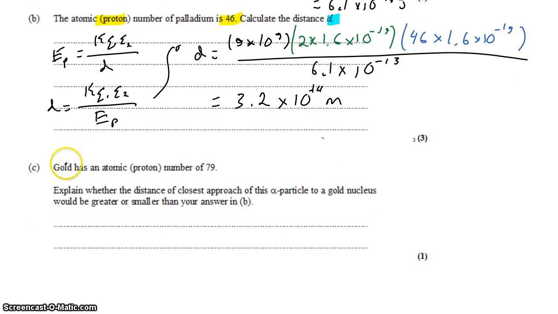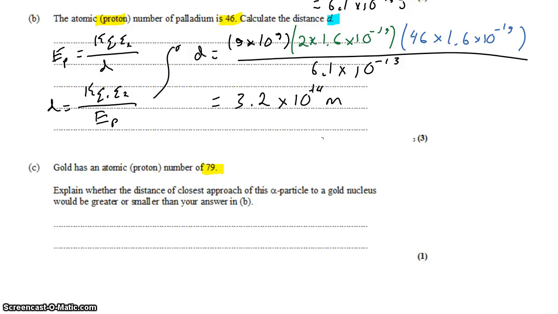Next up it says gold has an atomic proton number of 79. Explain whether the distance of closest approach of the alpha particle to a gold nucleus would be greater or smaller than your answer in B right here. So gold has more protons than palladium, and if we fire the alpha particle with the same initial kinetic energy into gold, how would the distance of closest approach be different?